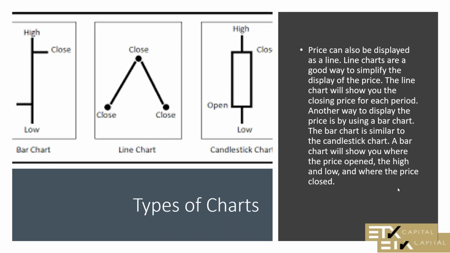Now, we have three main types of charts. We have bar charts, line charts, and candlestick charts. They all use the same pieces of information because price is price is price. The open is the open, the close is the close, the high is the high, and the low is the low. It's permanent forever data.